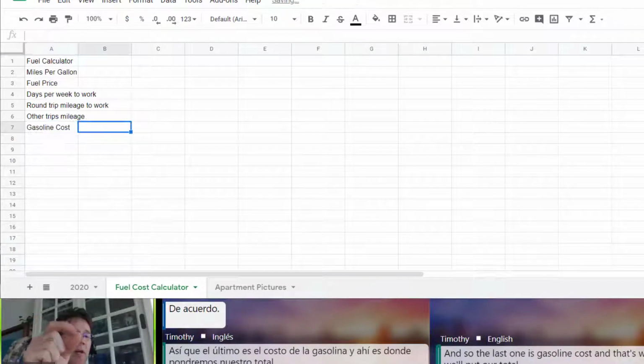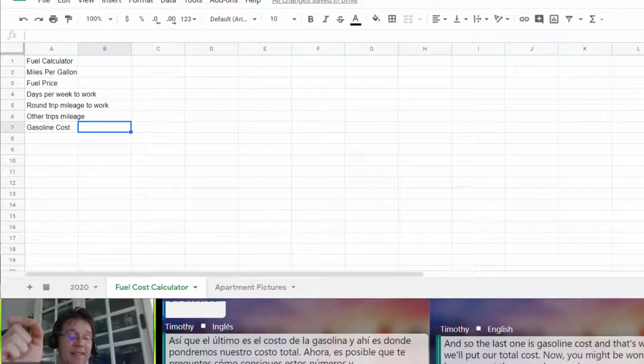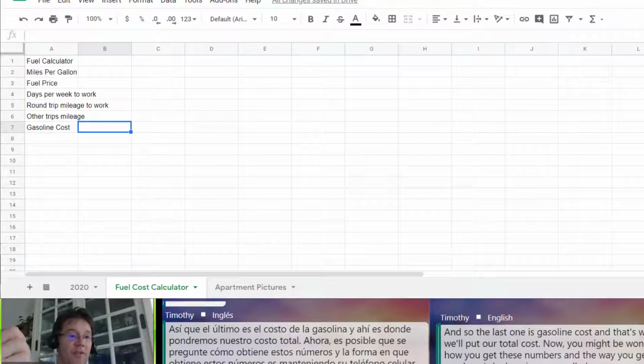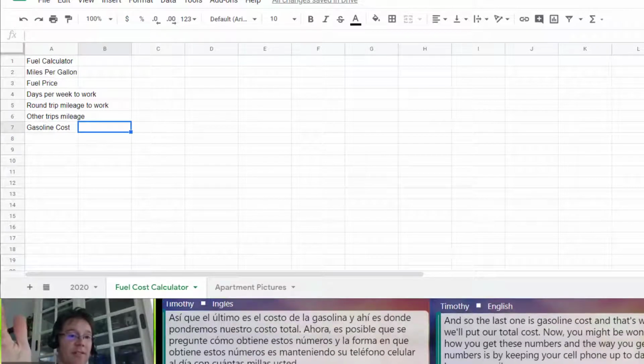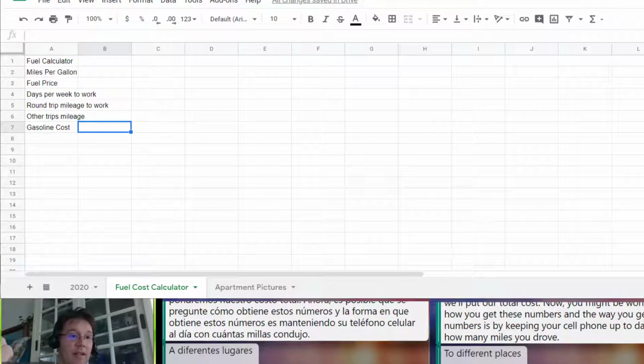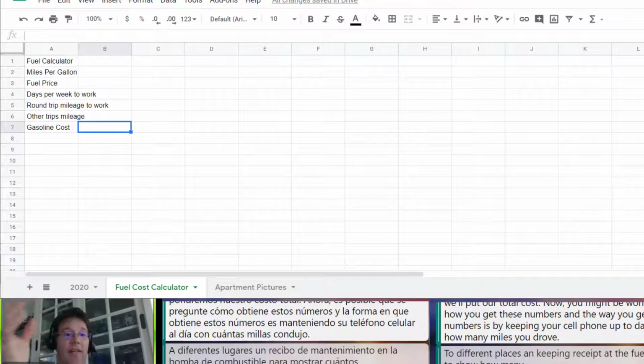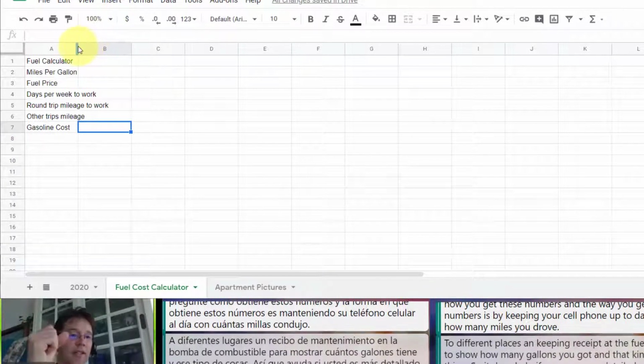Now, you might be wondering how you get these numbers. And the way you get these numbers is by keeping your cell phone up to date with how many miles you drove to different places and keeping a receipt at the fuel pump to show how many gallons you got and that kind of thing. So it does help if you are more detailed to initially get these costs.